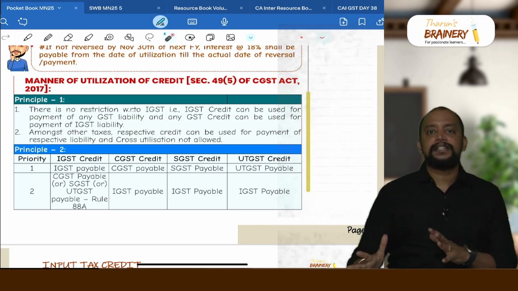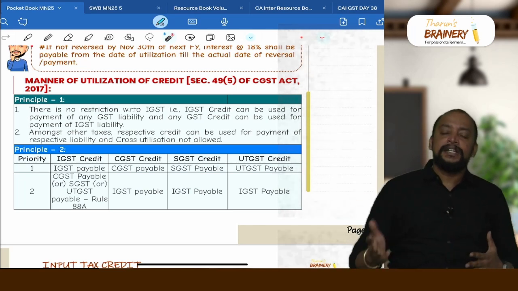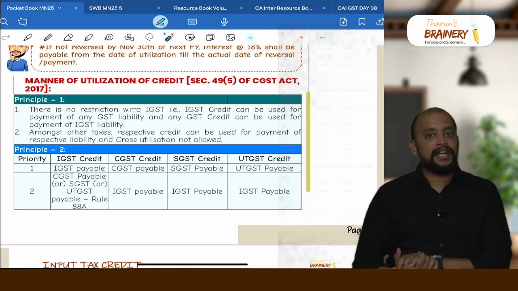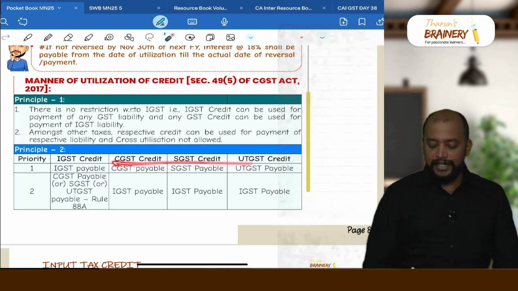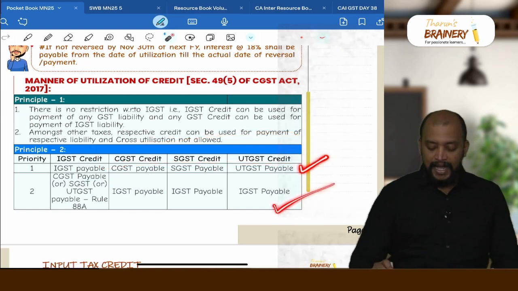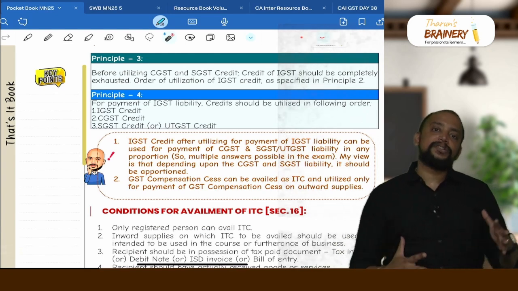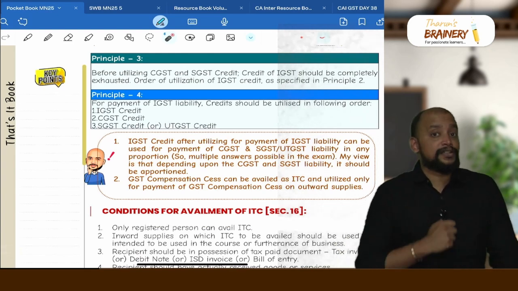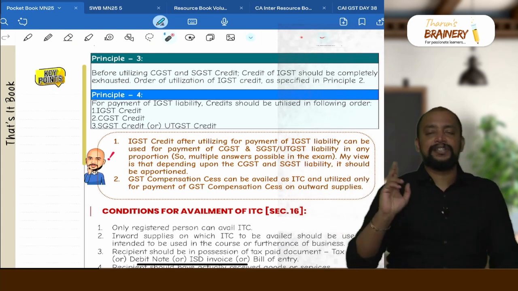Rule 88A says you can utilize the IGST credit first for IGST, thereafter CGST, SGST, UTGST in any manner, any proportion. Then what about the CGST credit, SGST credit and UTGST credit? First for payment of its liability and then for IGST payable. Then third principle: before utilizing CGST and SGST credit, the credit of IGST should be completely exhausted. So first IGST we need to spend, then only we need to use CGST, SGST.